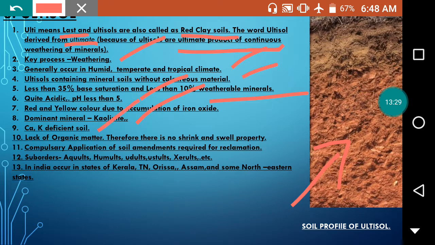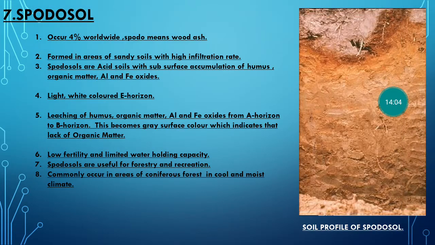It is a calcium and potassium deficient soil and lacks organic matter, therefore there is no shrink and swell property. Compulsory application of soil amendments is required for reclamation. The suborders are aquults, humults, udults, ustults, xerults. In India it occurs commonly in Kerala, Tamil Nadu, Orissa, Assam, and the northern side. This is all about ultisol.